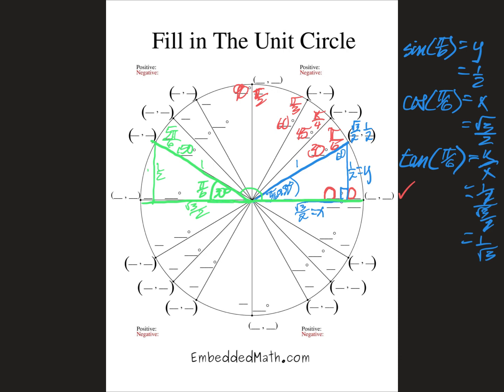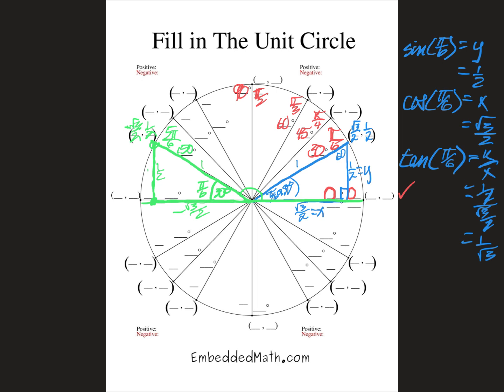Notice this square root of 3 over 2 is going on the negative side of the x-axis, while the 1/2 is still on the positive side of the y-axis. So this square root of 3 over 2 needs to be negative. And then our x is negative square root of 3 over 2, and our y is 1/2. And now I have that filled in correctly.